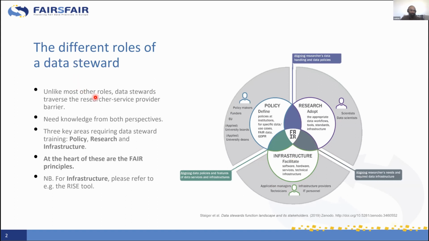So just to recap what the different roles of the data steward might be, unlike most other roles, data stewards traverse this researcher and service provider barrier. And you really need to have knowledge from both these perspectives. So yes, there are these three key areas, policy, research, and infrastructure. And as I say, we're going to be concentrating more on this. And of course, the FAIR principles are at the heart of it.